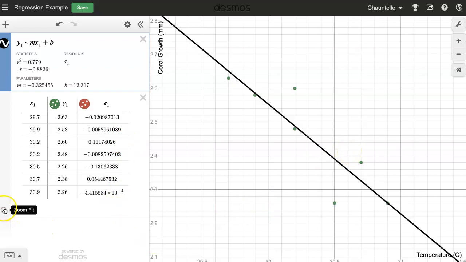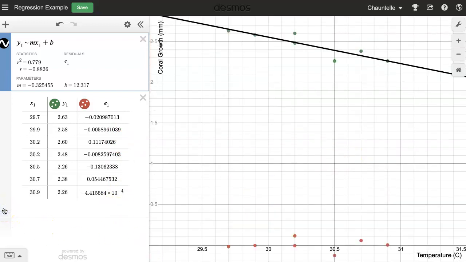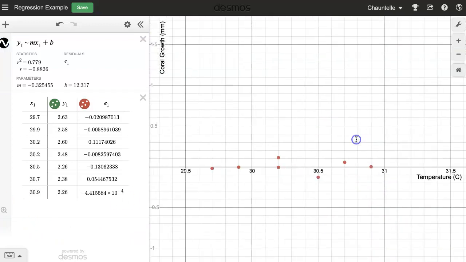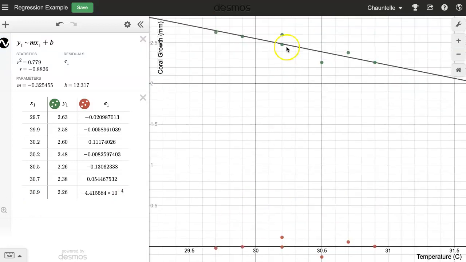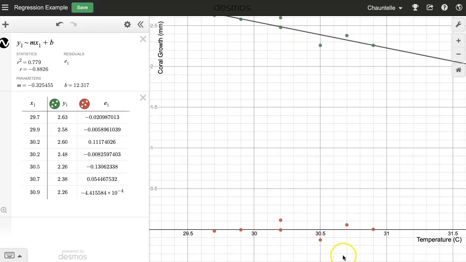And if I just click this little zoom fit down here, it's going to show me everything on one graph. So now I've got the residuals right here. Okay, so what this shows me is for every point up here, how far away it is from the line. Okay, so the ones that are right at 0 means they are right on the line. So those points fit perfectly.